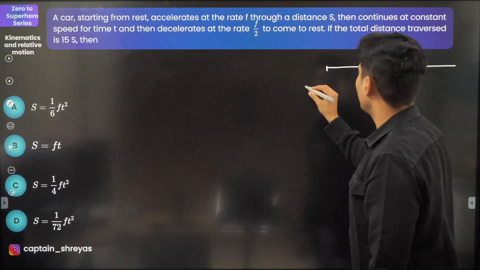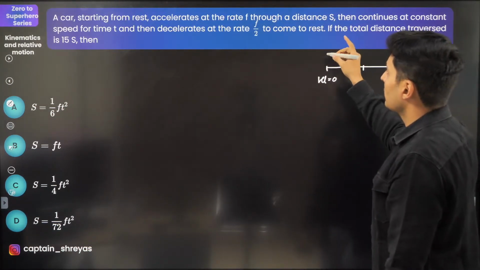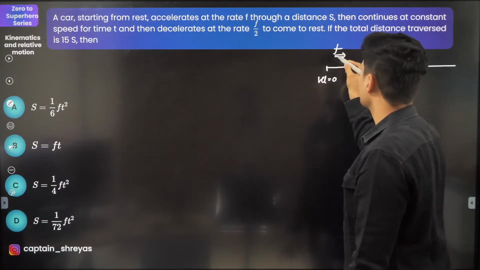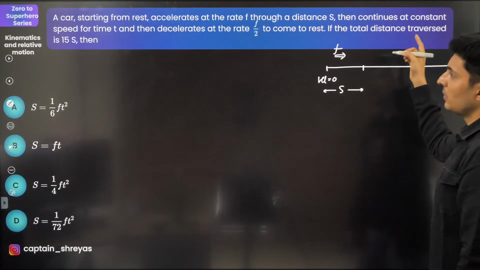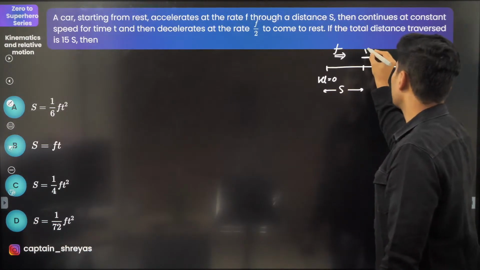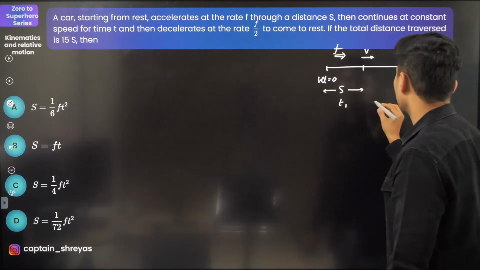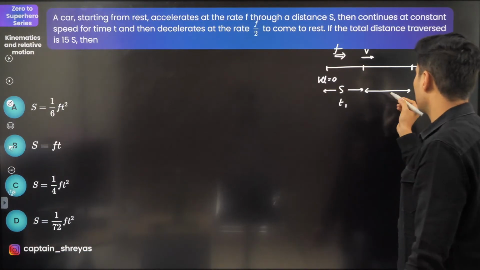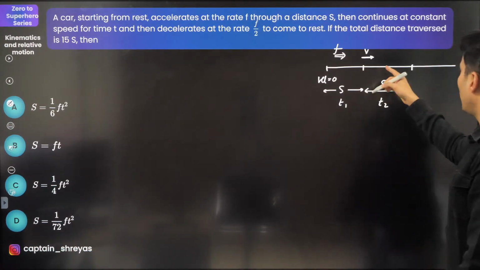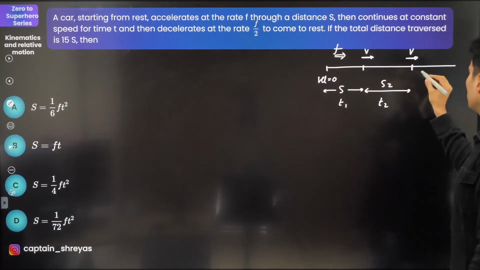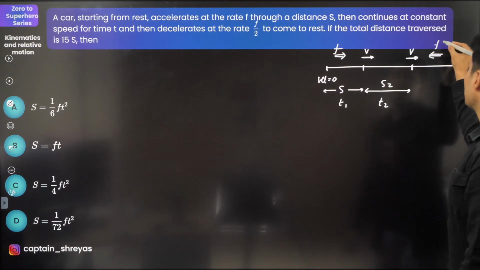So it starts from rest, so velocity is 0. It travels at the rate of f, so f is the acceleration, through a distance s. So this is basically s. Then it continues at constant speed. So here it gets some velocity for some time. Okay, how much time does it take here? Let's say I call it t1. How much time does it take here? Distance, I don't know, I'm just going to call it s2. This is time t2. And the same velocity, it continues here also. And finally, it comes to rest. But here, it decelerates with f by 2.